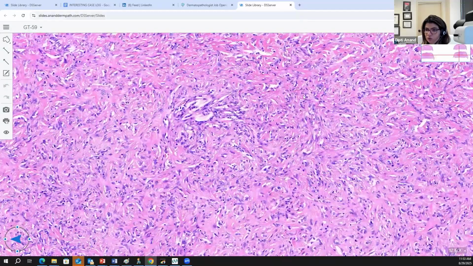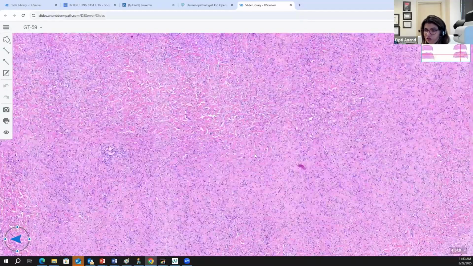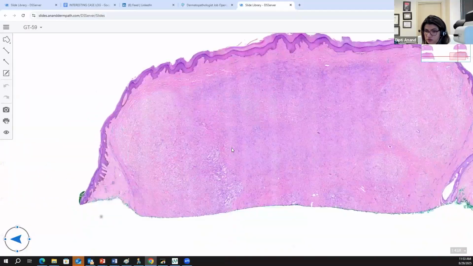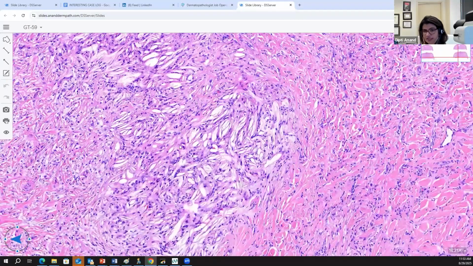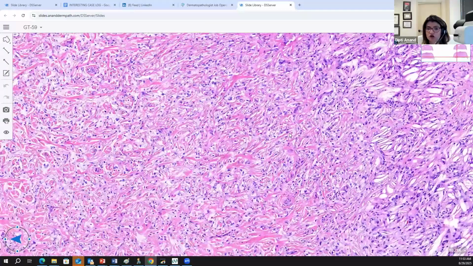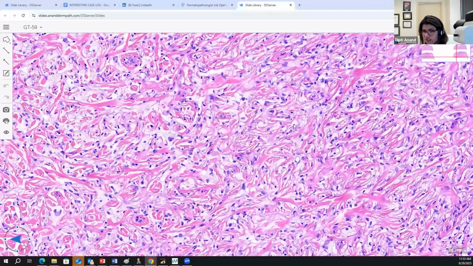But a dermatofibroma within itself can have a good degree of these cholesterol clefts, mimicking a xanthoma. It can have a lot of foamy histiocytes, like what you see in here, as well as the Touton giant cells.